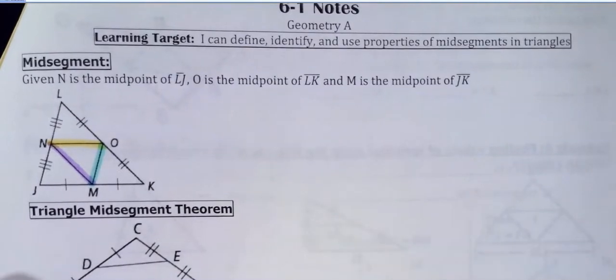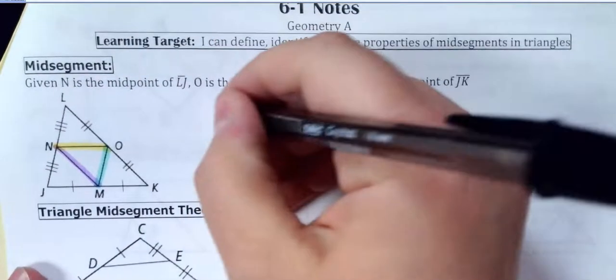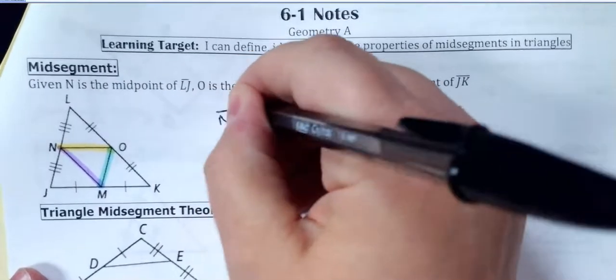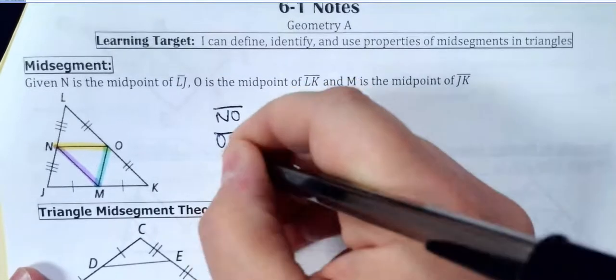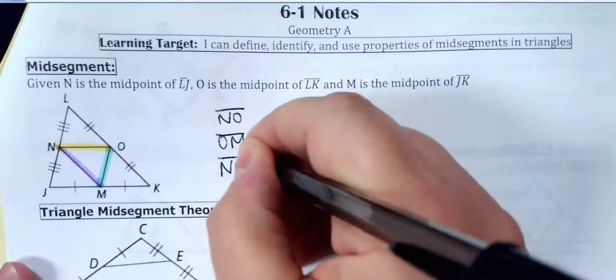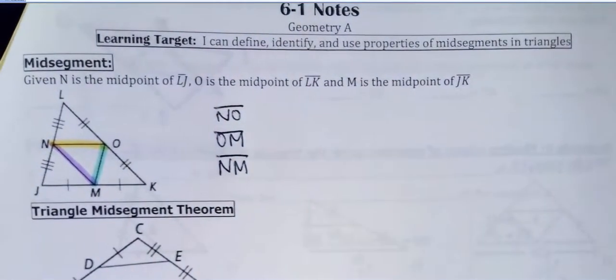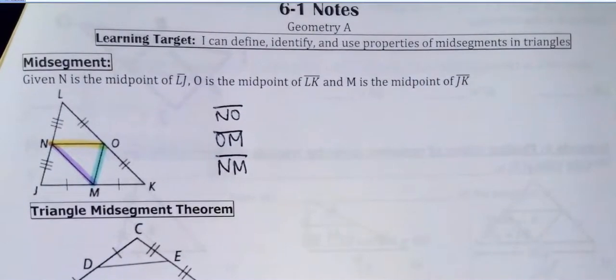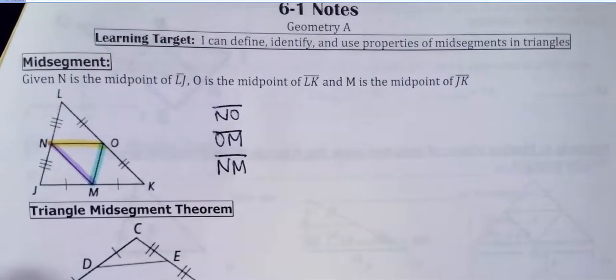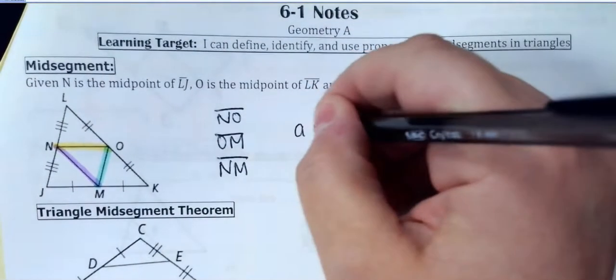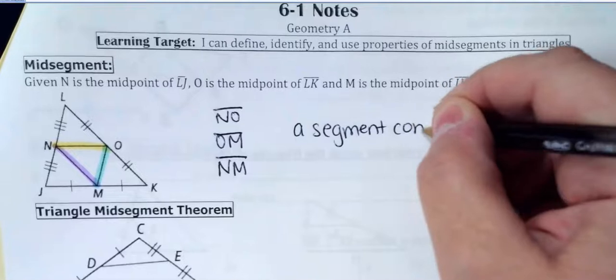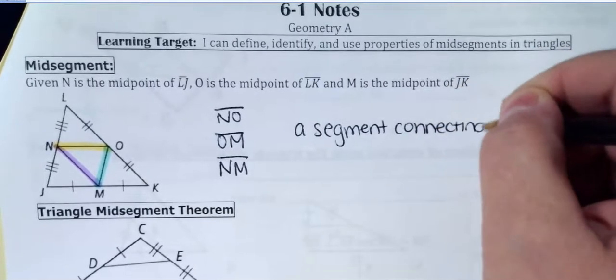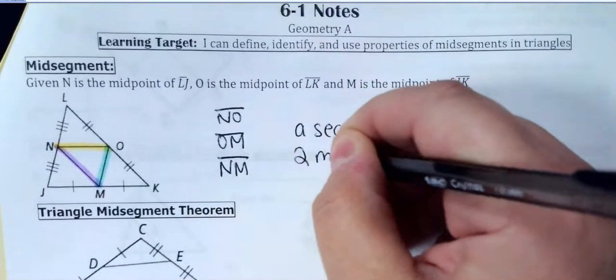A mid-segment in this lovely diagram, the NO is a mid-segment, OM is a different mid-segment, and NM, you could flip the letters around. Each one of those is a mid-segment. So all it is, is a segment connecting two midpoints.